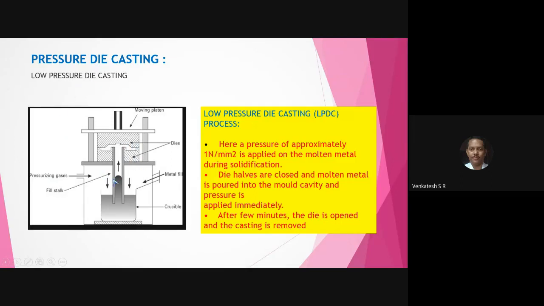This is suitable for small castings of 1 to 2 kgs or even less. Now you write down low pressure die casting process, in brackets write down LPDC.